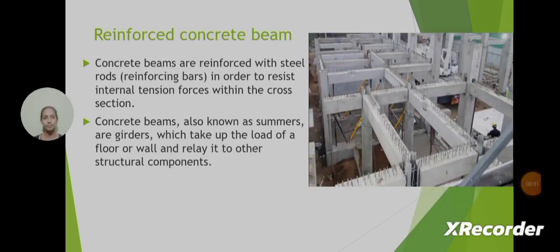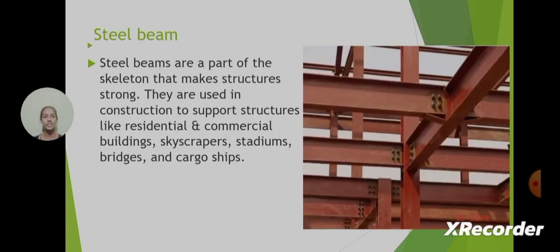Reinforced concrete beam. Concrete beams are reinforced with steel rods, meaning reinforcing bars, in order to resist internal tension forces across the section. Concrete beams, also known as summers or girders, take up the loads of the floors or walls and relay them to other structural components.